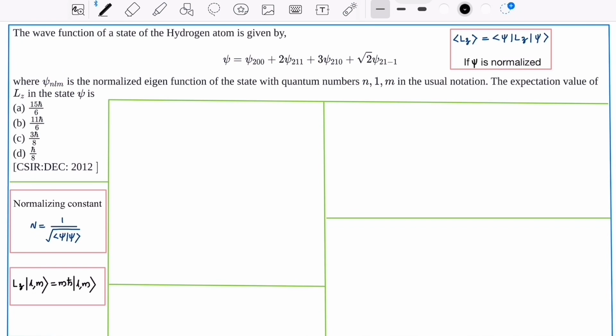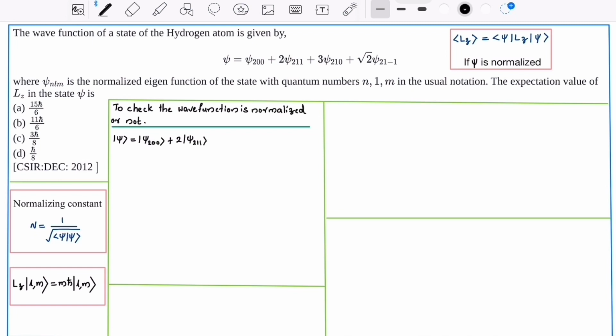We know that if psi is normalized, the expectation value of Lz is the inner product of psi with Lz psi. So it is essential to check whether the given wave function psi is normalized or not. First, let us check whether the given wave function psi is normalized or not. First, let us write the given wave function psi. This is equal to psi 200 plus 2 times psi 211 plus 3 times psi 210 plus root 2 times psi 21 minus 1.